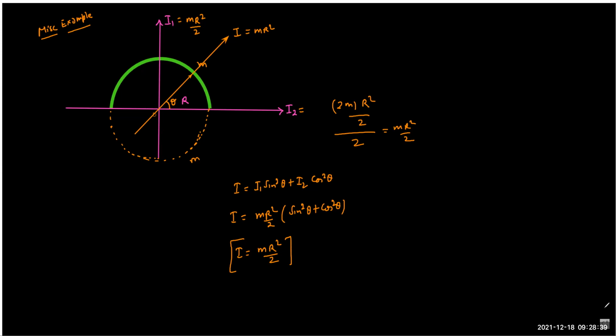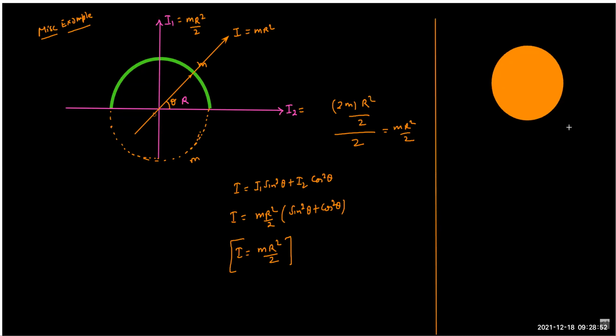So then let's do the next question. So I hope you all remember the moment of inertia of a solid sphere. Correct. Yes, sir, it was 2 by 5 mr square. Correct.